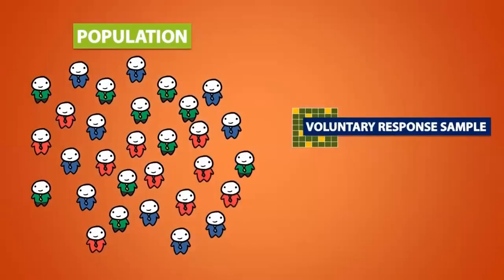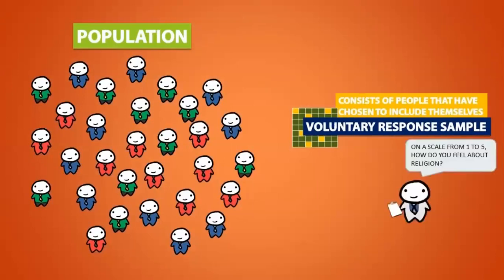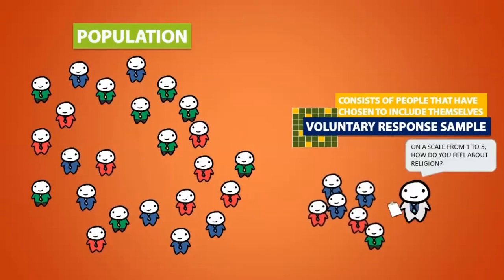Now, a voluntary response sample consists of people that have chosen to include themselves in the sample. So the researcher lets people come to him. This is a biased sampling method because people with a strong interest for the survey topic are the ones who are most likely to respond, whereas the people who don't feel as strongly about the topic may not even care to respond.